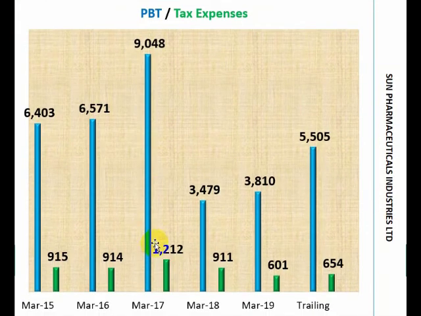So here in the next chart we can see that the company's profit before tax increased to 9,048 crores, and therefore its liability of the tax also increased to 1,212 crores. The tax paid should be also stable over the years. We can see here that there is a kind of stable tax payment liability on the company, and the company has been paying taxes regularly over the years.